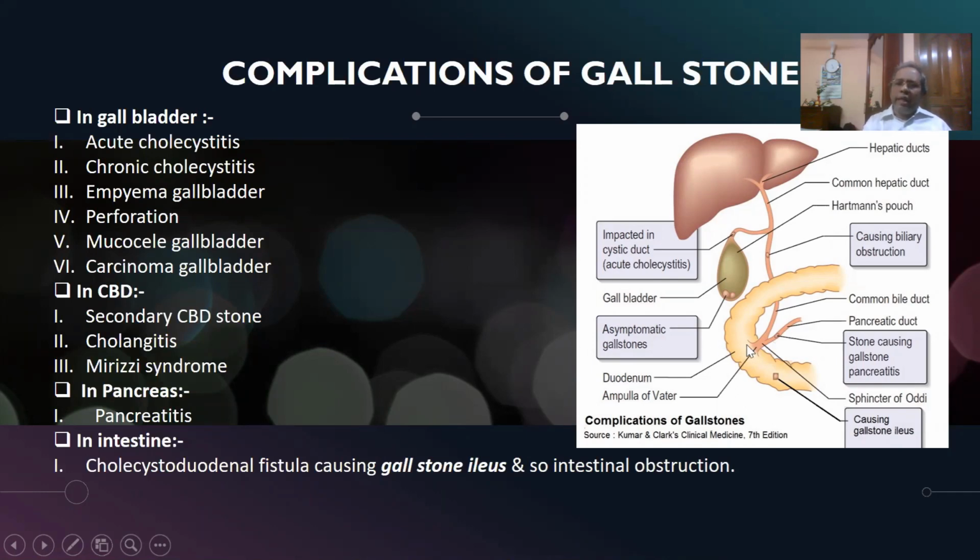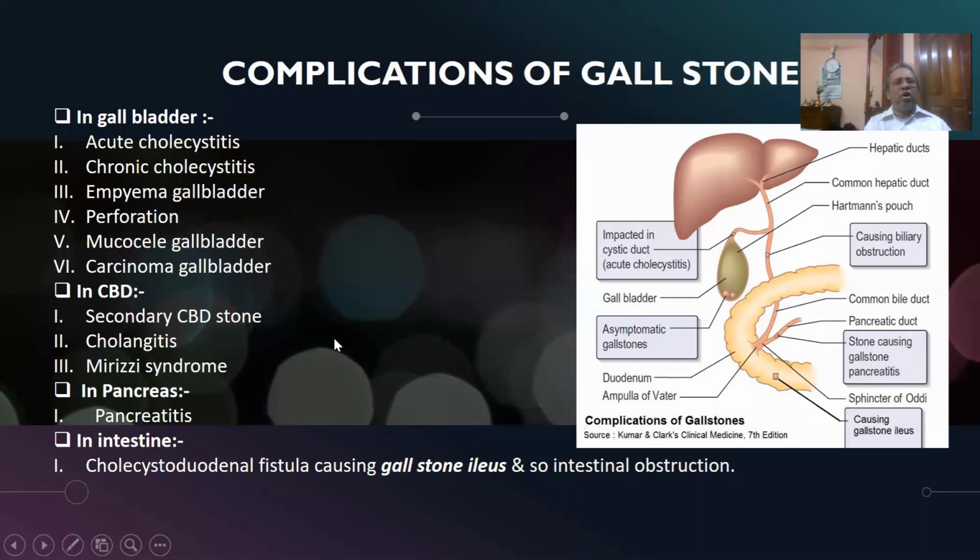And another important thing is that sometimes a disease of the gallbladder may present as an intestinal disease. That means whenever the stone passes from the gallbladder to the intestine, there is obstruction, and the patient presents with intestinal obstruction, which is called gallstone ileus. That means the gallbladder stone has migrated from the gallbladder to the duodenum by a fistula, called the cholecystoduodenal fistula, causing gallstone migration to the intestine and obstruction, which is represented as gallstone ileus.